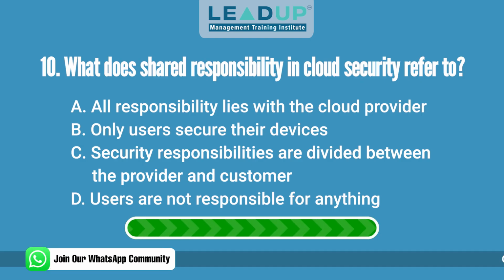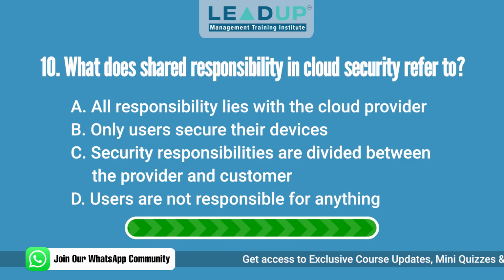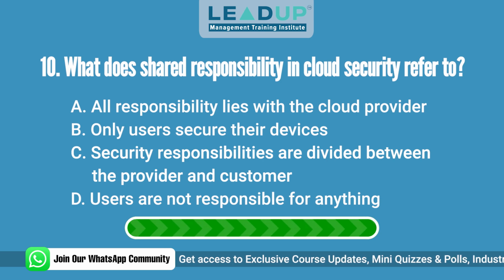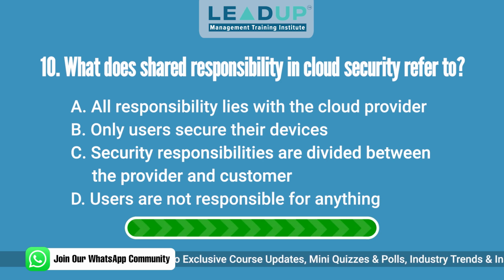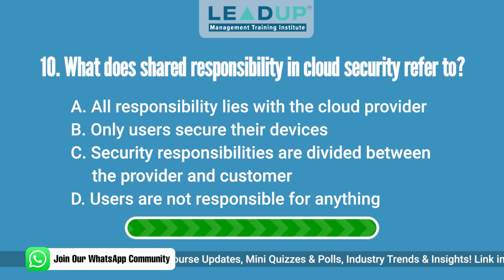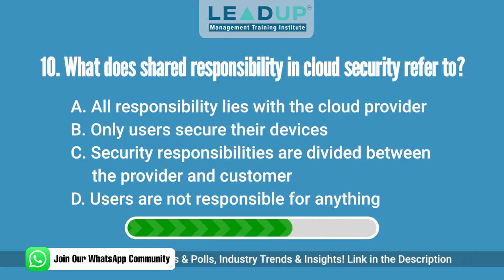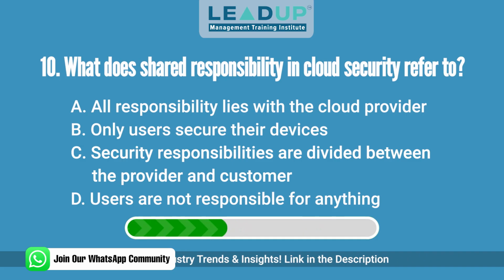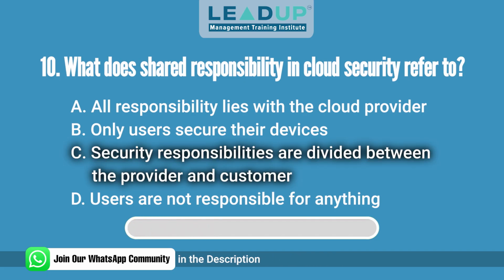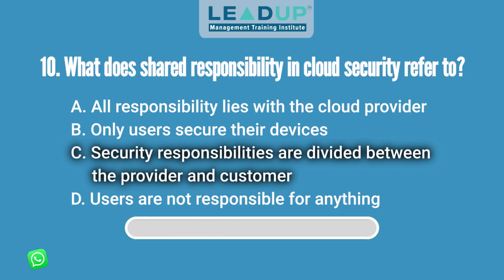Question 10. What does shared responsibility in cloud security refer to? A. All responsibility lies with the cloud provider. B. Only users secure their devices. C. Security responsibilities are divided between the provider and customer. And D. Users are not responsible for anything. The answer is security responsibilities are divided between the provider and customer.